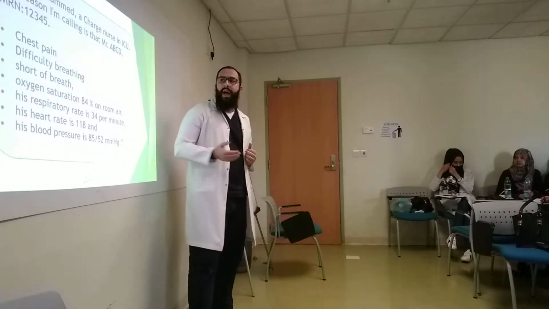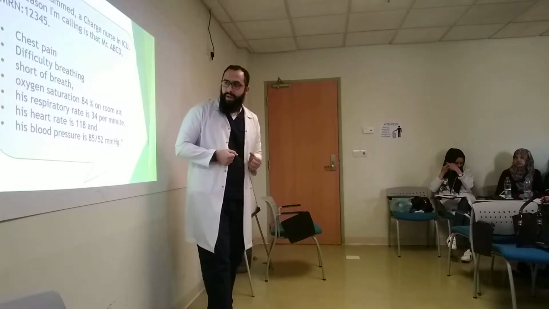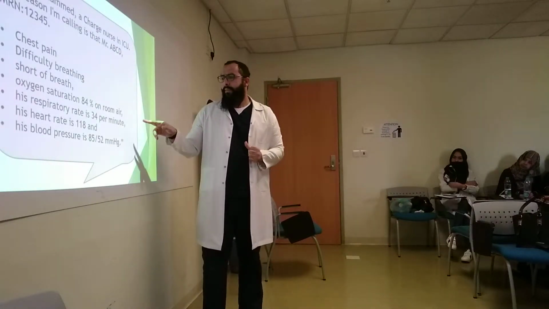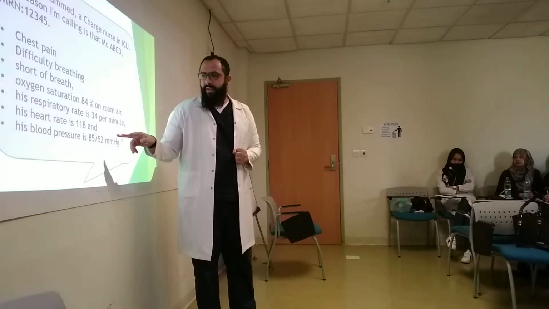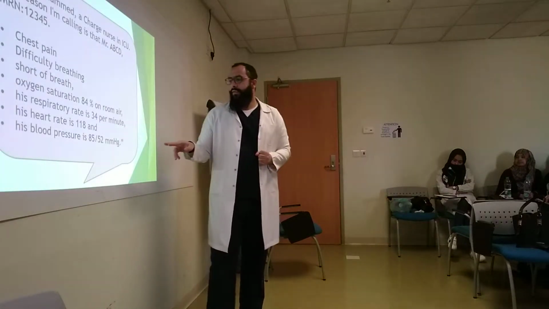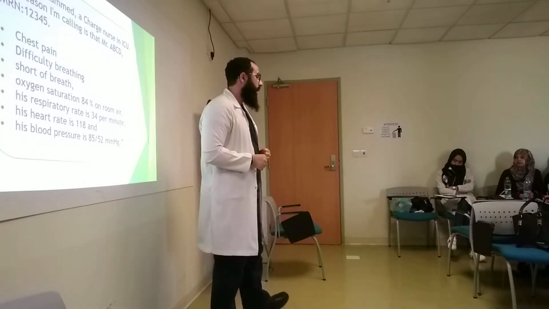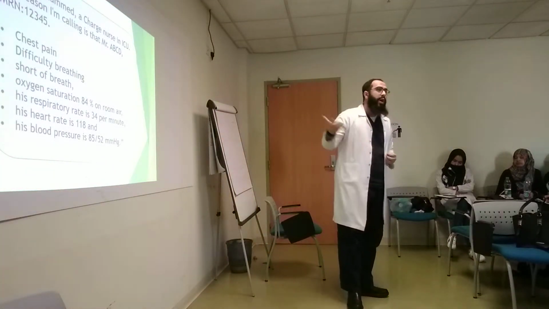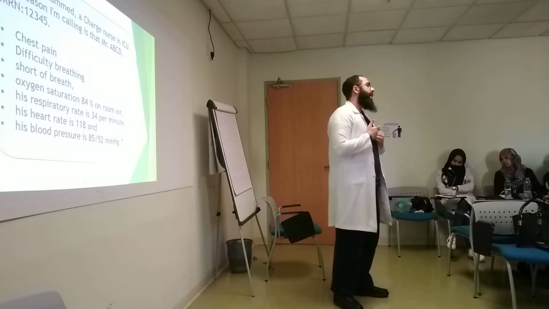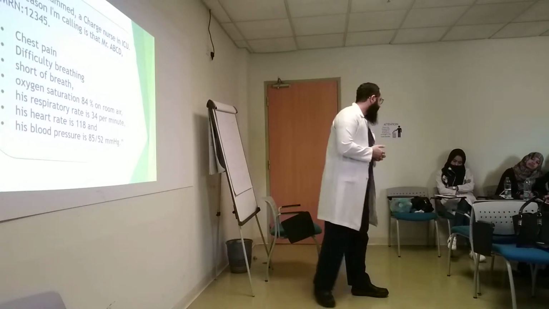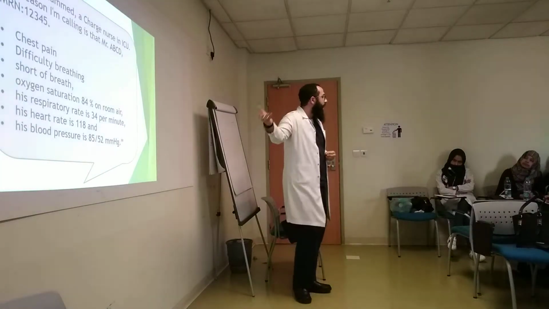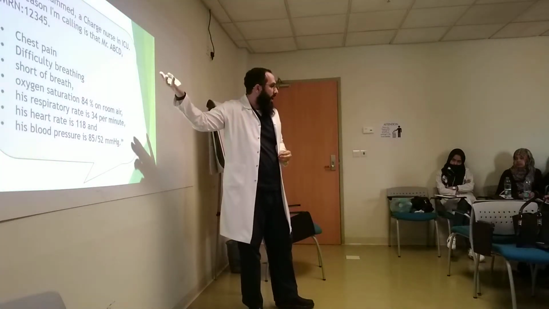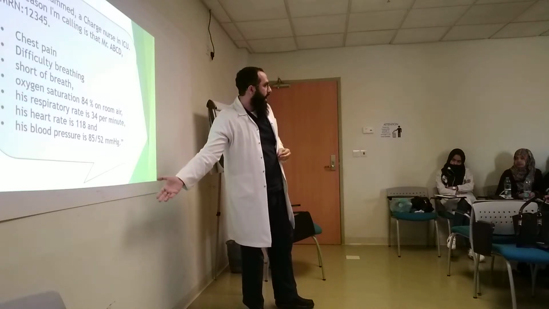So the patient suddenly has chest pain, difficulty breathing, shortness of breath, oxygen saturation 84 on room air, his respiratory rate is 34 per minute, his heart rate is 118, his blood pressure is 85 over 58 millimeters of mercury. So you can see these alarming signs, and we have a clever nurse who detected these signs and wants to inform the physician, right? So this is how he started his conversation: identify himself and the patient, and then the main problem.